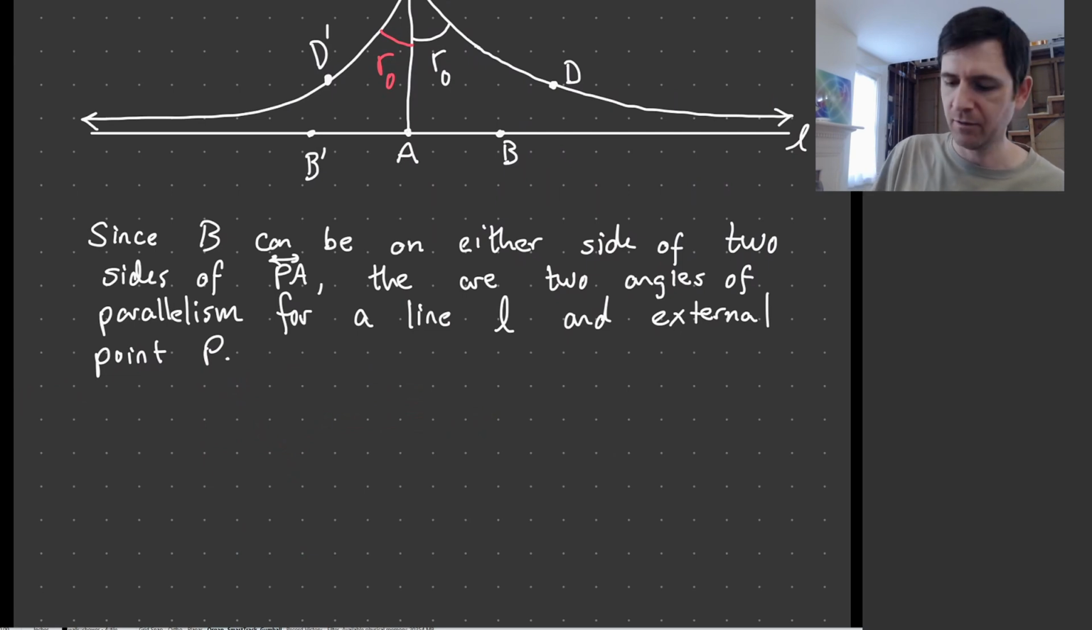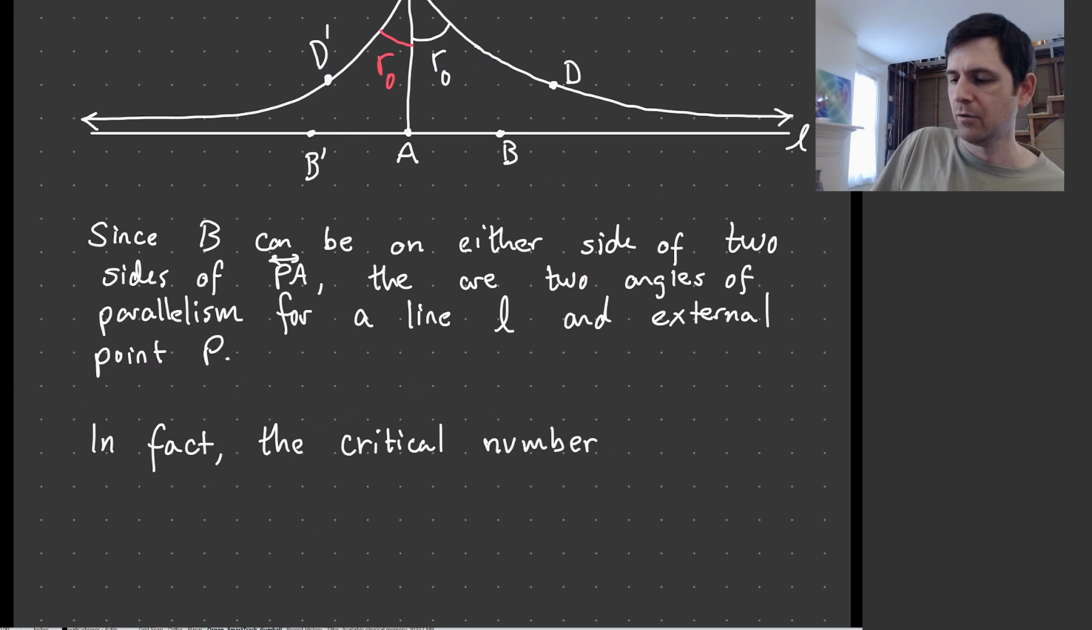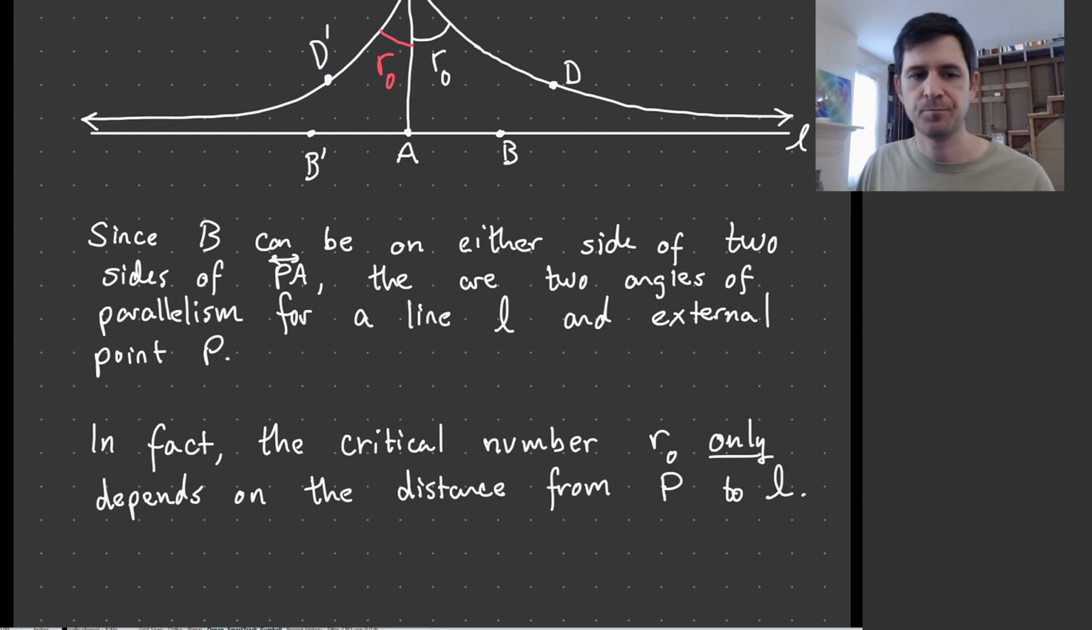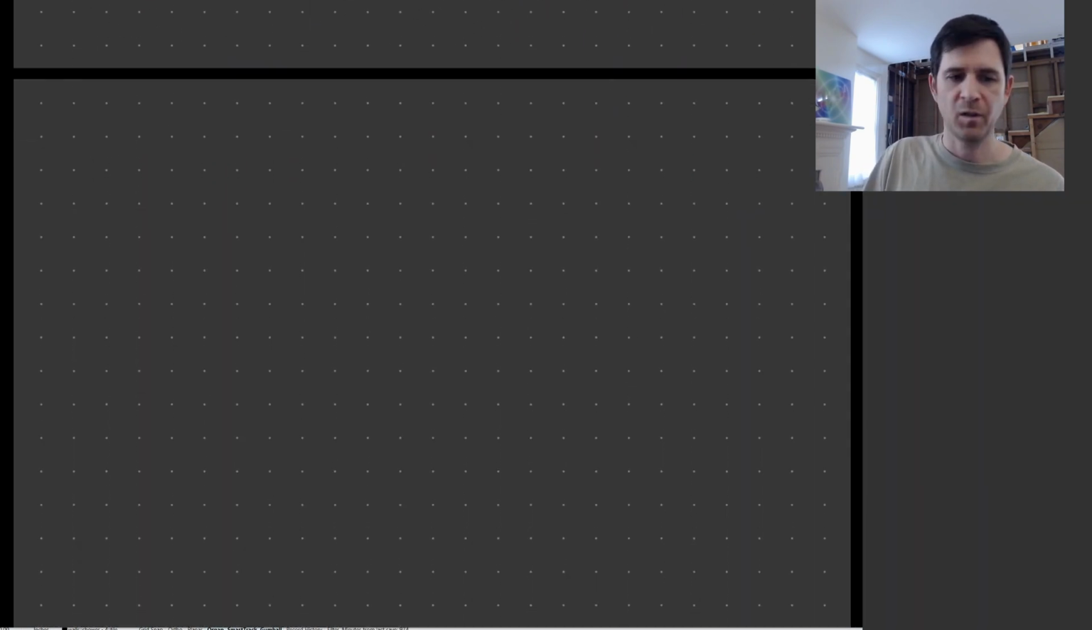I'll state it as a theorem in a sec. I'm just first going to state it informally. So the critical number R naught only depends on the distance from P to L. Only depends on the distance from your point to your line. Okay, so let me state that more carefully as a theorem, and then we'll prove it.